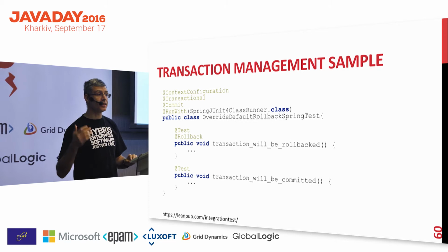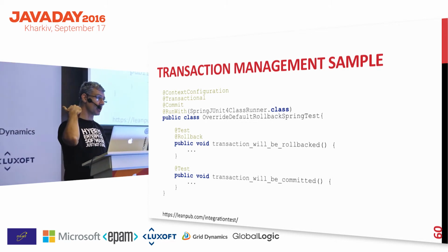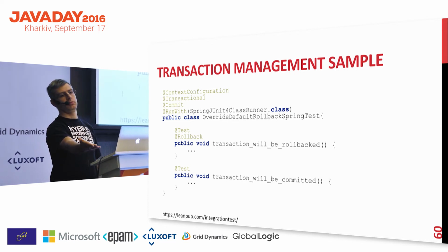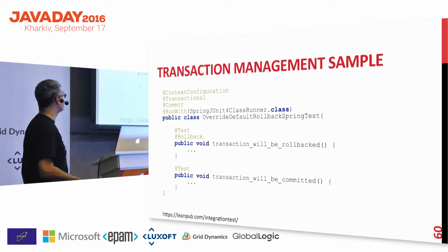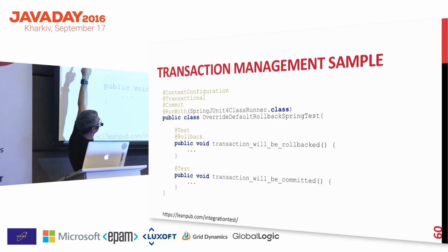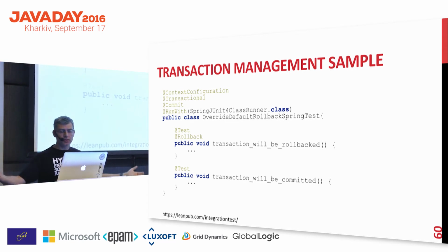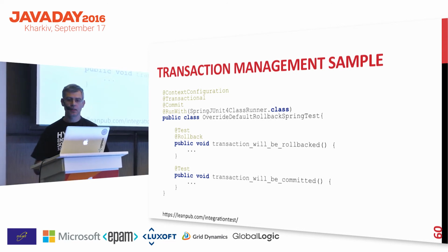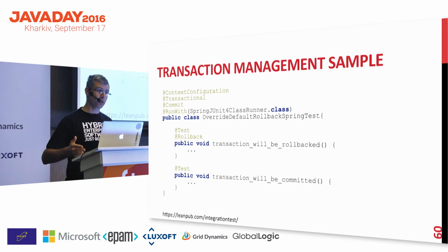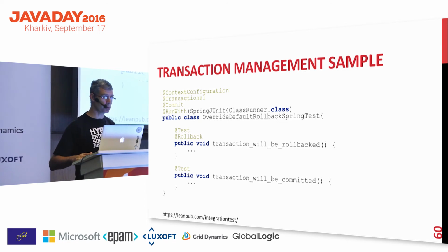Now, it might happen yet that you still want some test to roll back your transaction. There is an annotation for that called Rollback. So here, this will be committed because the class is annotated with Commit, and the first will be rolled back because, of course, it's annotated with Rollback. So this is very easy to forget. By default, Spring rolls back transactions during tests. If you don't want that, put Commit.